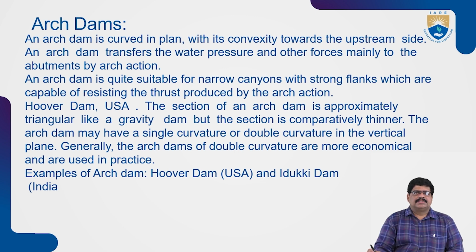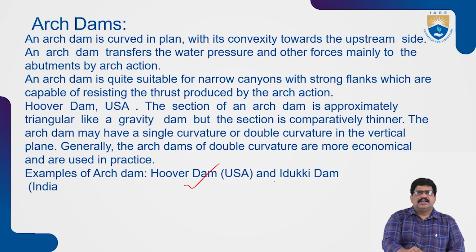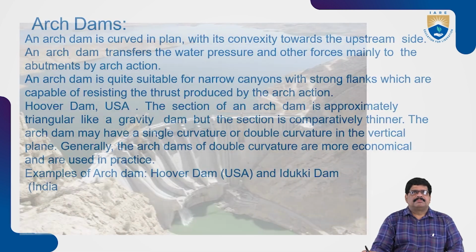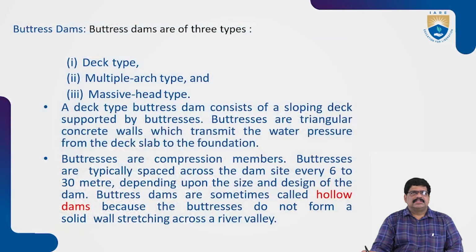Generally for arch dams, double curvatures are more economical and used in practice. Examples of arch dams are the Hoover dam in the USA and the Idukki dam in India. These are the dams constructed as arch dams. Next, this is the example.